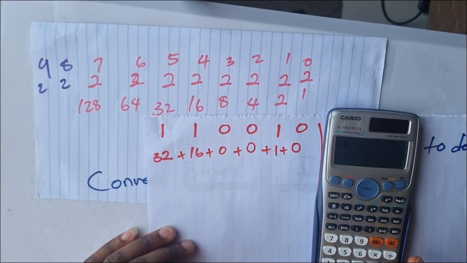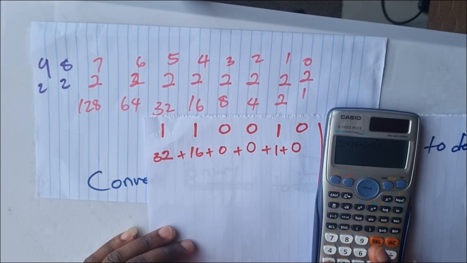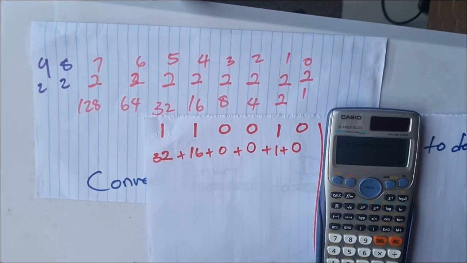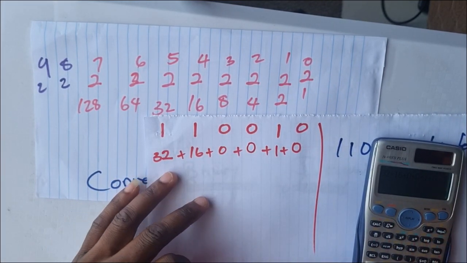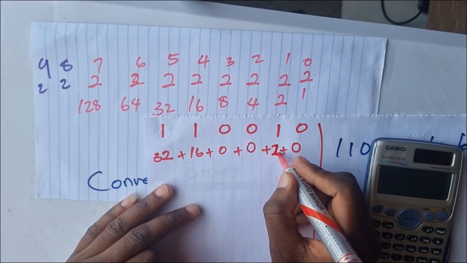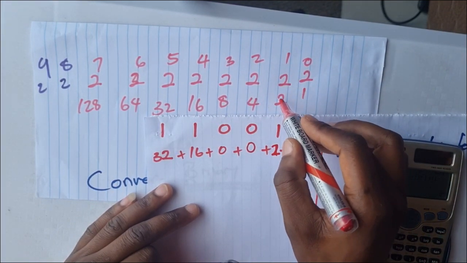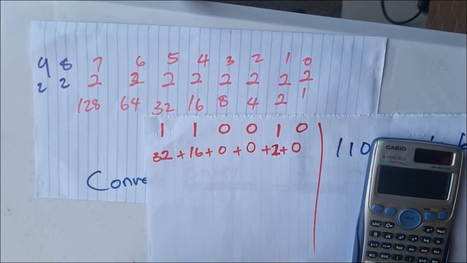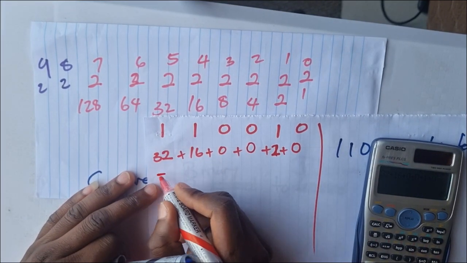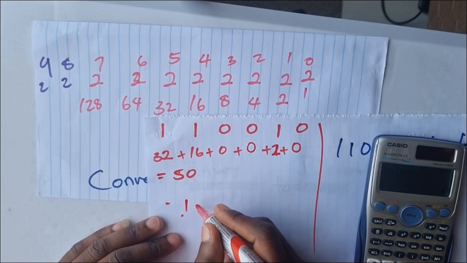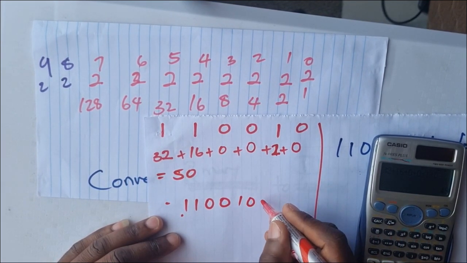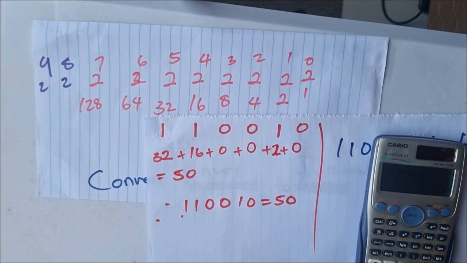So 32 plus 16 plus 0 plus 0 plus 2 plus 0 gives us 50. 2 times 1 is going to be 2, sorry. So this is going to give us 50. Therefore, 110010 is equivalent to 50.